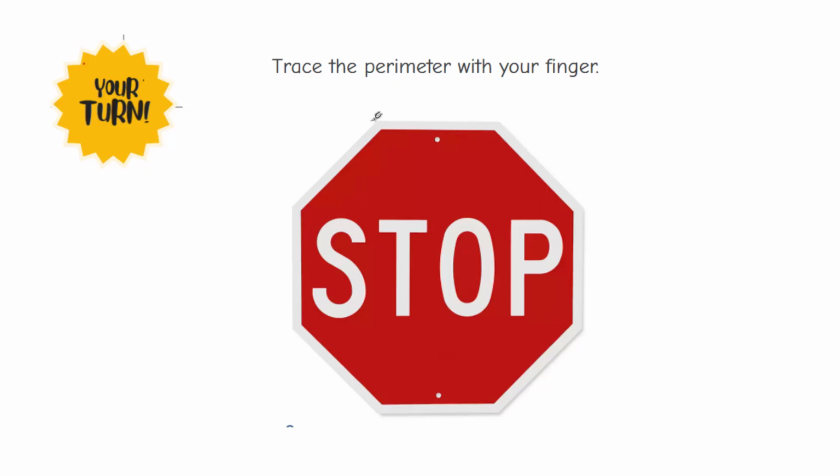Perimeter is always the outside border or the outside edge of a closed shape. We see shapes in everything. If you look around, you can see lots of shapes like this. This is your perimeter, and I close it at the end, and it is the outside edge or that outside border.